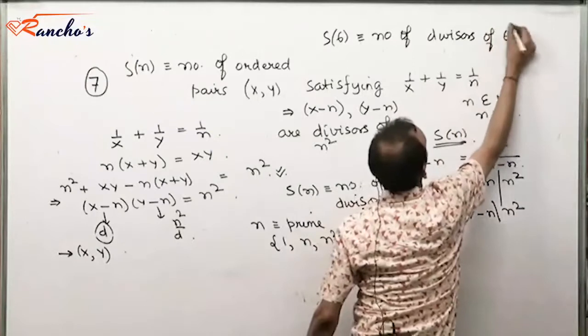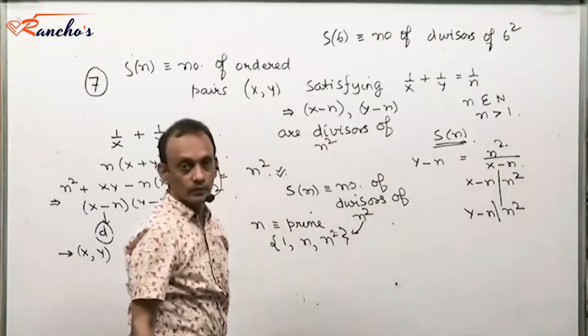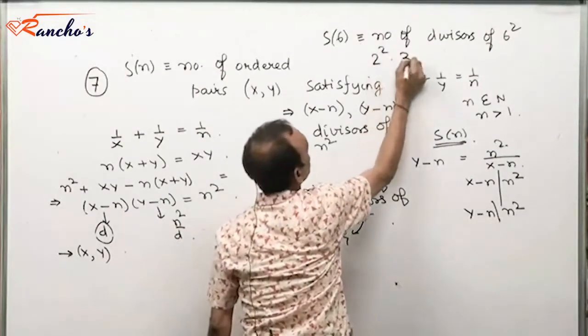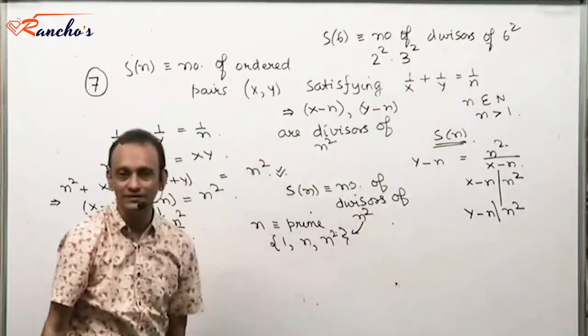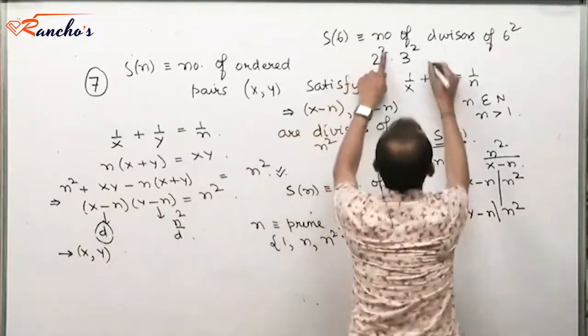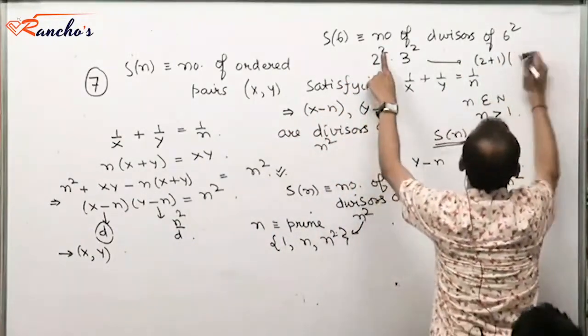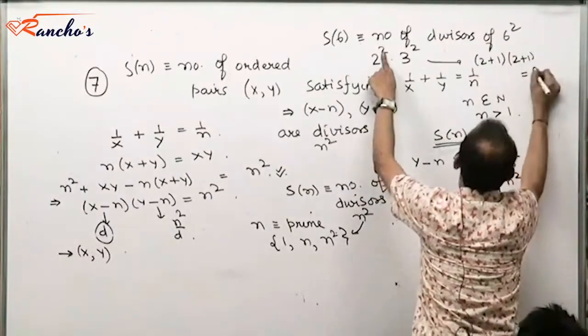Of 6 squared. And number of divisors of 6 squared means number of divisors of 2 squared into 3 squared. And how do you find the number of divisors of this? 2 plus 1 into 3 plus 1. That will give me the number of divisors, which is 9.